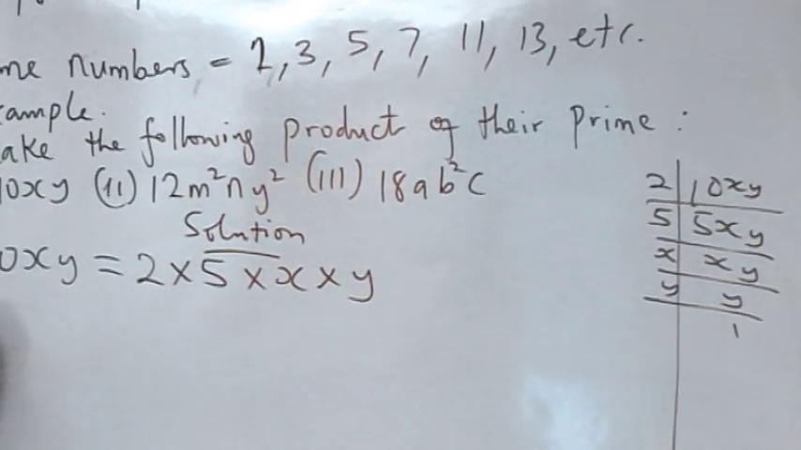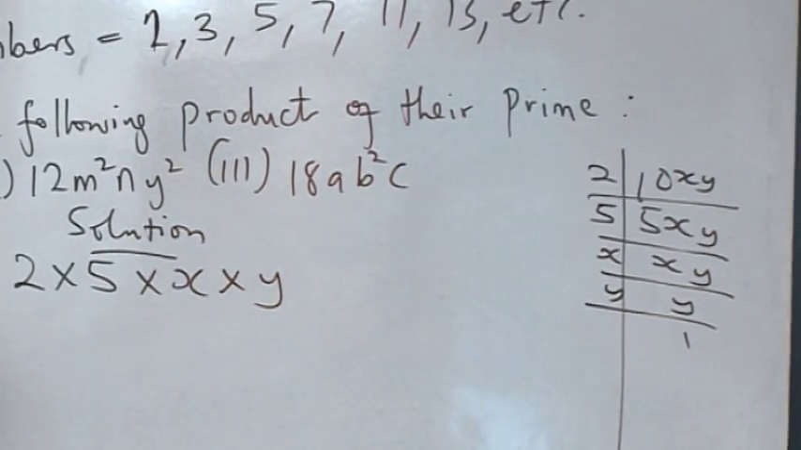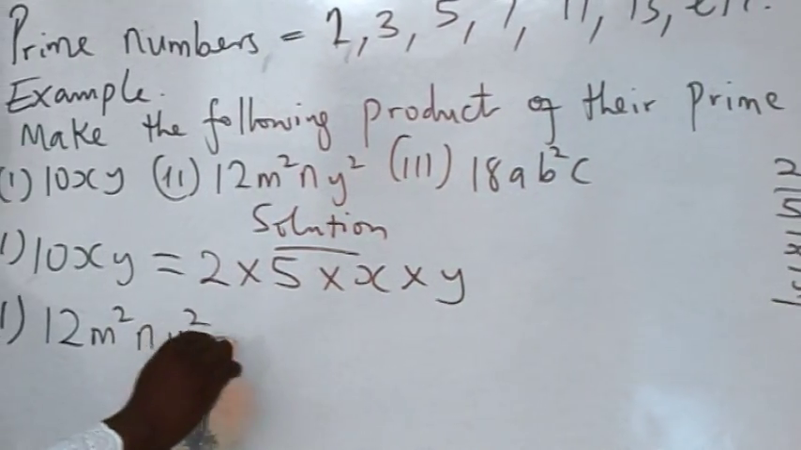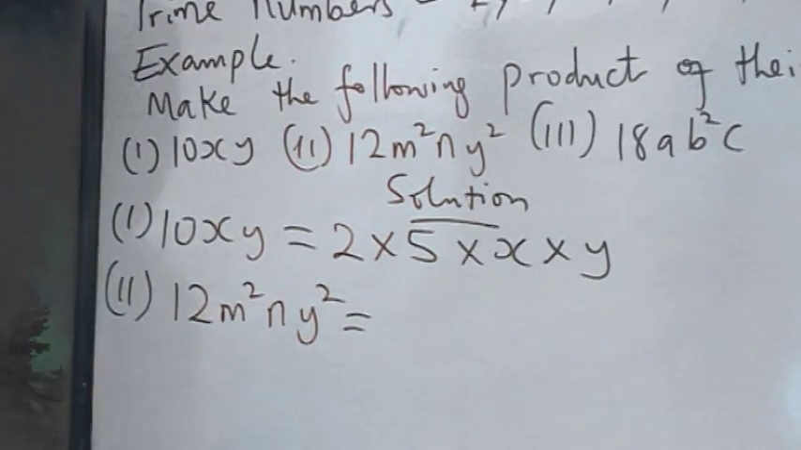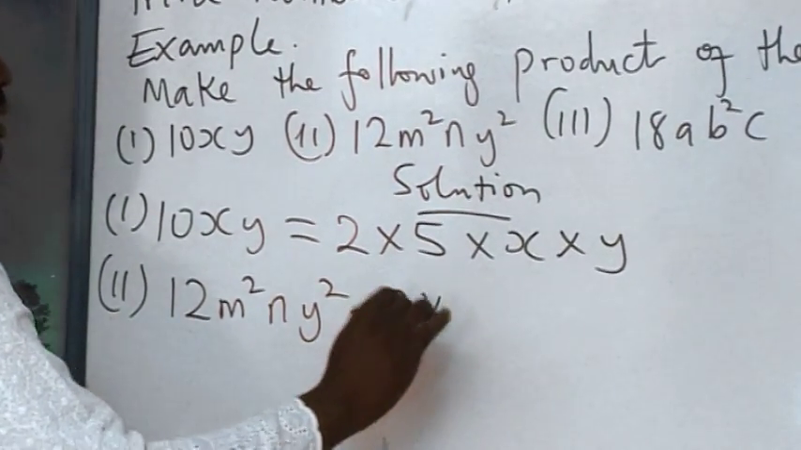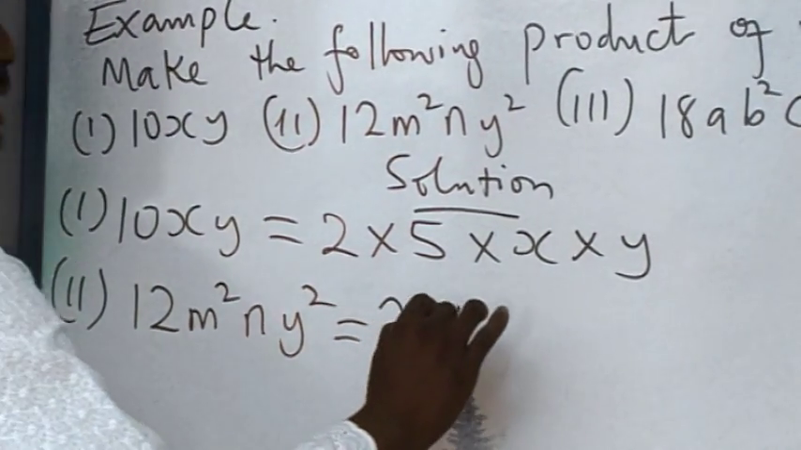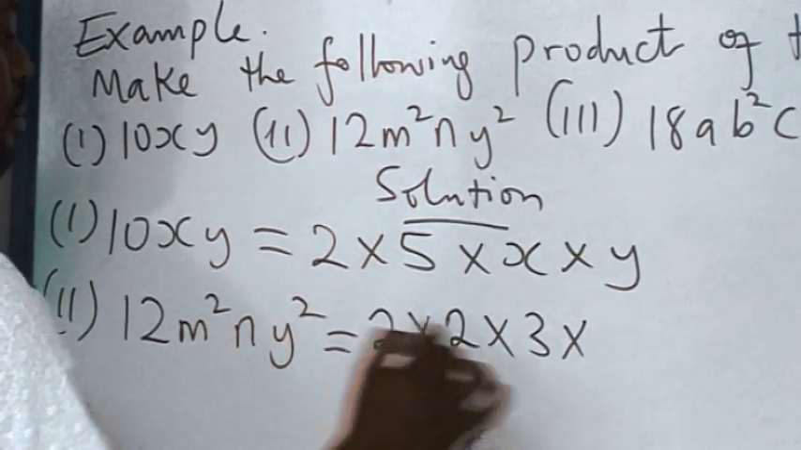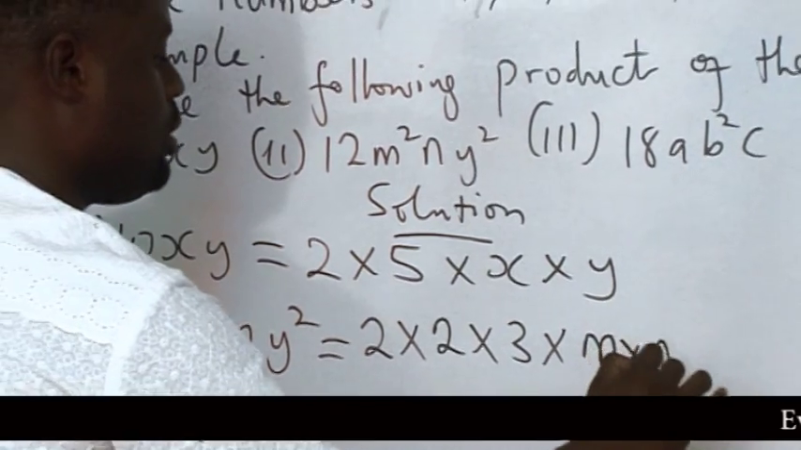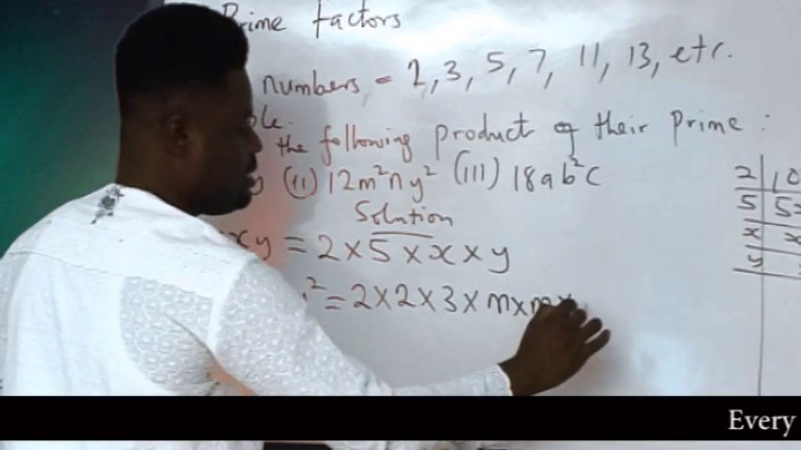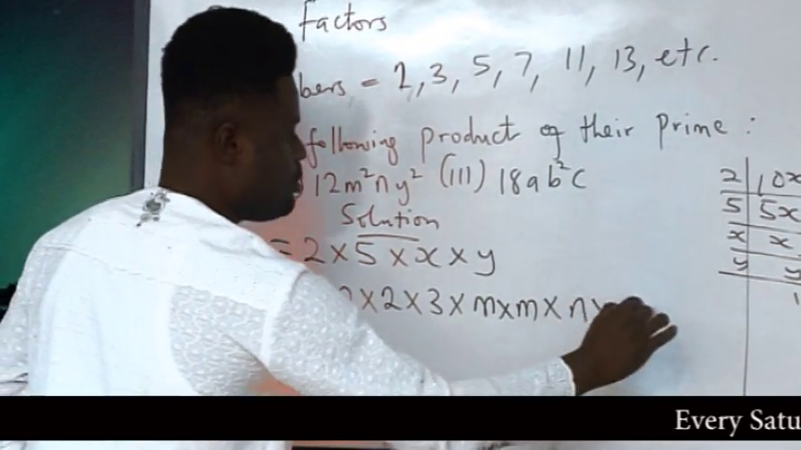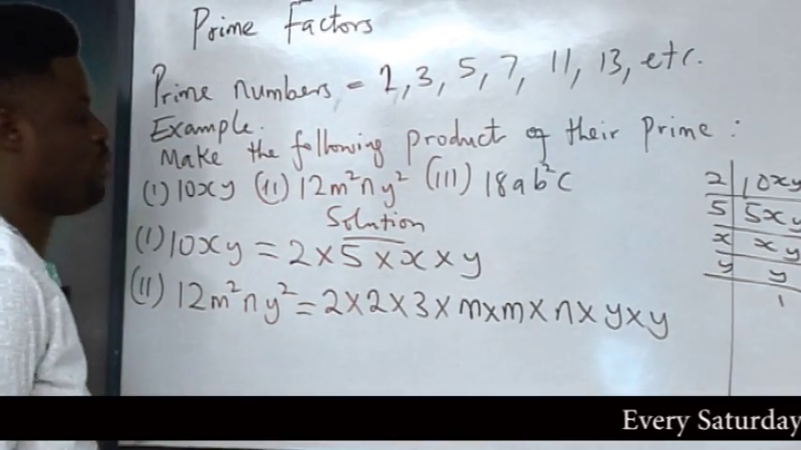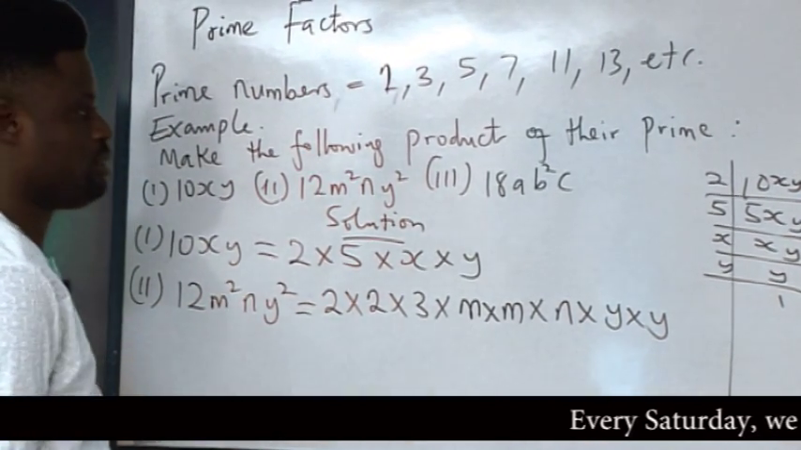So number 2, we have 12m squared n y squared. What can divide 12? 2, that's the lowest, to give us 6. What can divide 6 is 2, to give us 3. Then m is twice, we write it twice because it's squared. n is single. y is twice again because it's squared. That's how you get your product.